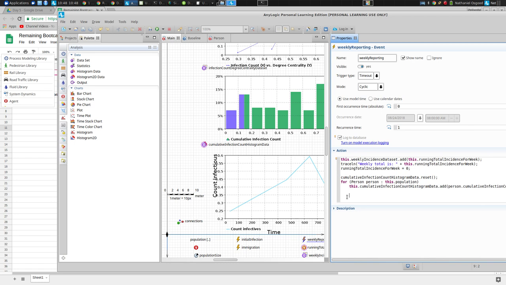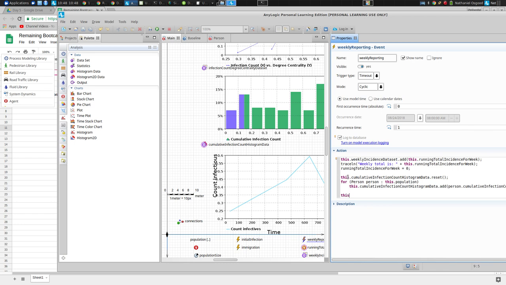First, by the way, you notice it says this cumulative thing dot reset. Really, it should be this dot cumulative infection count histogram data dot reset. I'm just trying to be consistent in using this. Secretly, it's accommodating if you don't, but there will be times where we have to use self or other things, or main. So I'm using this.